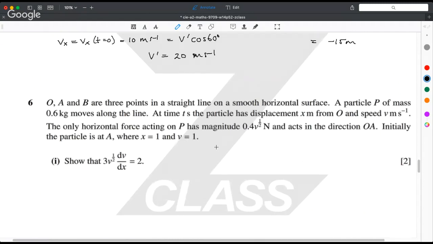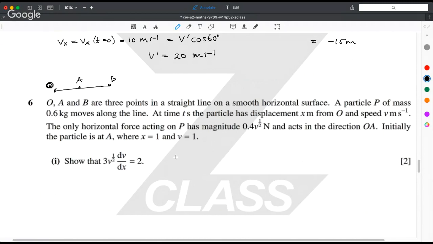Okay, question 6. We have the straight line with O, A and B on it. So there's O, there's A, and there's B, just to give you some visualization. And we have a particle traveling along it. So this is a differential equation question.